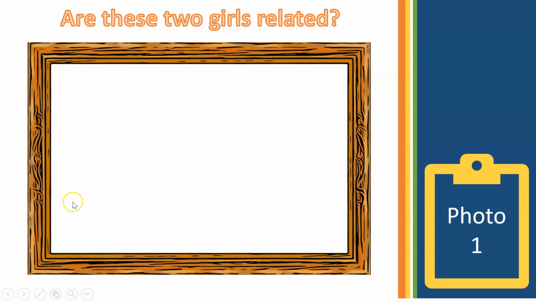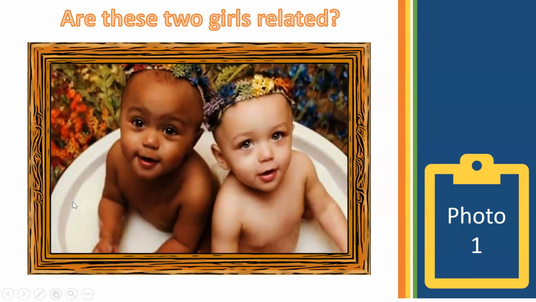Here's photo 1. Take a minute to really observe the baby girls and their traits. You know, their features, their characteristics. Are these girls related or not? Write your claim on your journal slip. Now, if you do claim the girls are related, do you think they're closely related like sisters or more distantly related like first or second cousins? You also need to support your claim with evidence and reasoning.